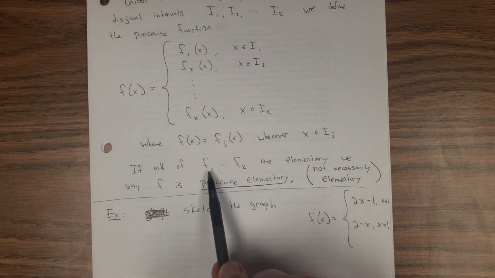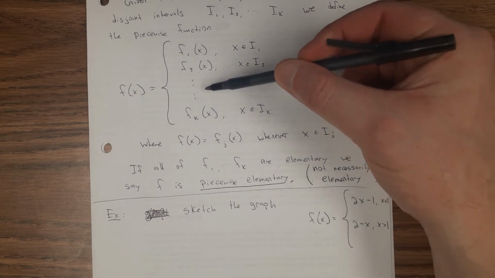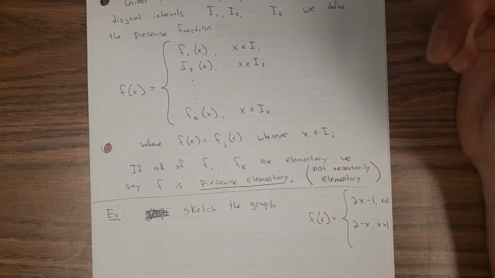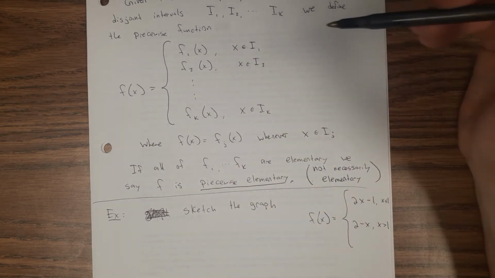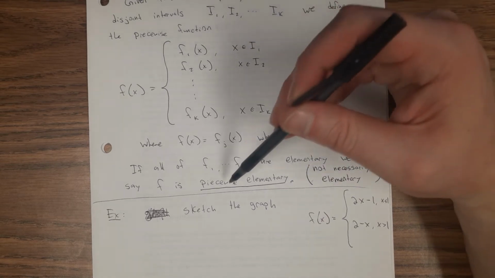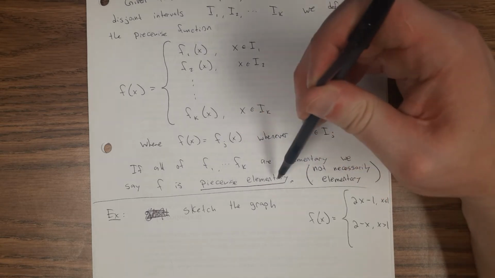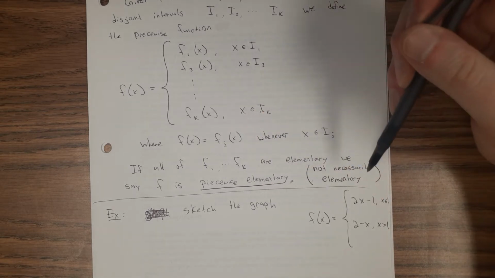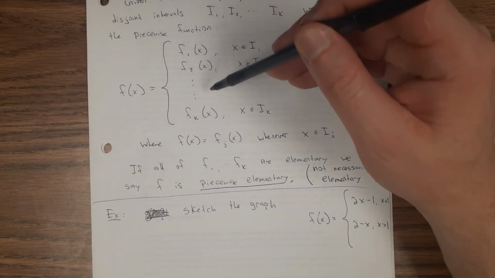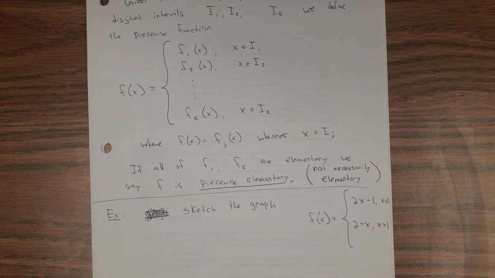If all of these f1 through fk, the functions that you see up here, if each one of these is elementary, then we're going to call f piecewise elementary. So this is an important distinction. I'm calling this piecewise elementary. It's not just plain elementary, or not necessarily. When you make a piecewise function out of pieces that are elementary, you don't necessarily get an elementary function.